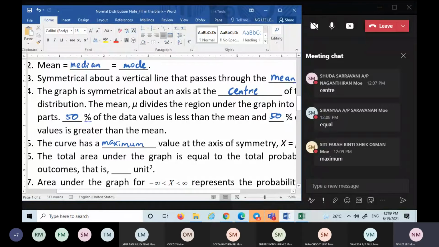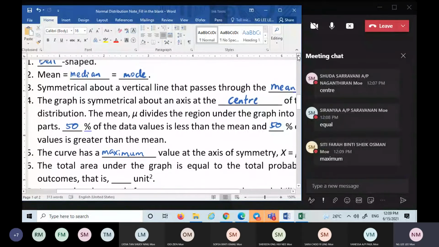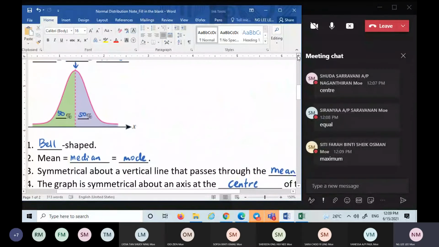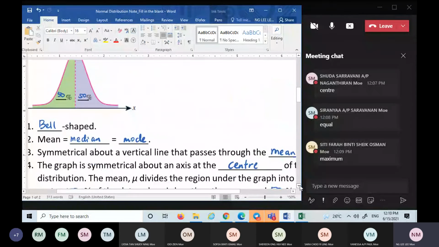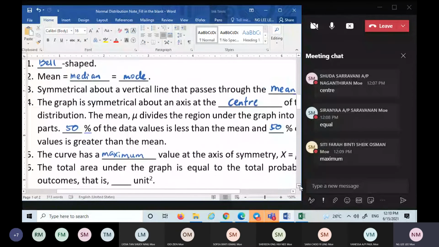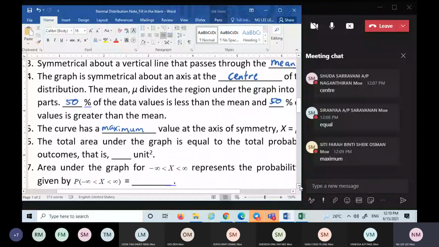So you see here, you have a maximum value at the axis of symmetry, at this line. The dotted line, this is the axis of symmetry. At this point, you have a maximum value, the highest, the tallest point of the bell-shaped graph. Okay, number 5 we settle. Now we go to number 6.